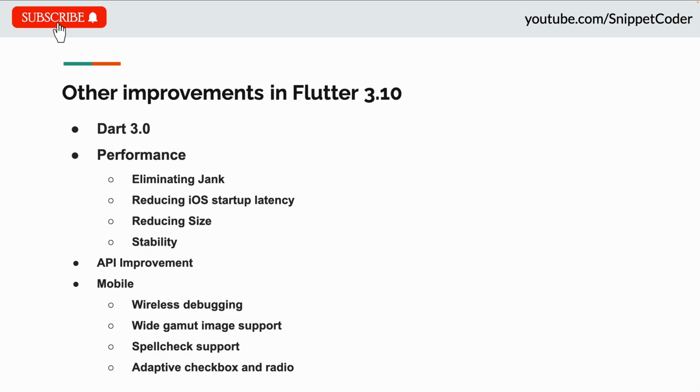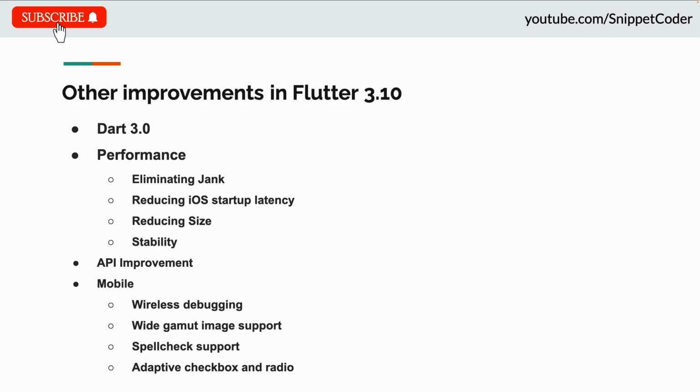Then we have a major improvement in performance. Now it is eliminating jank, reducing iOS startup latency, reducing size, and improving stability. Also, there are a lot of API improvements like the APNG decoder. It adds the ability to decode APNG images, so now we can load APNG images. Then there is an image loading API improvement also.